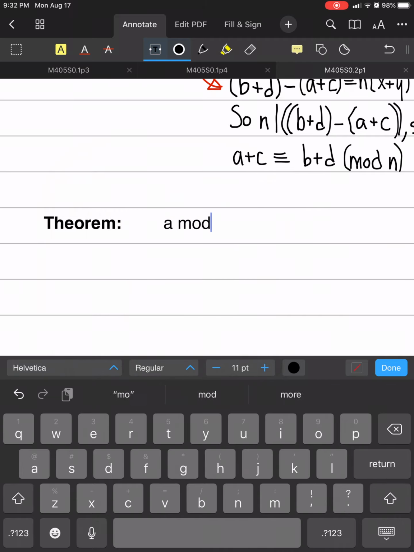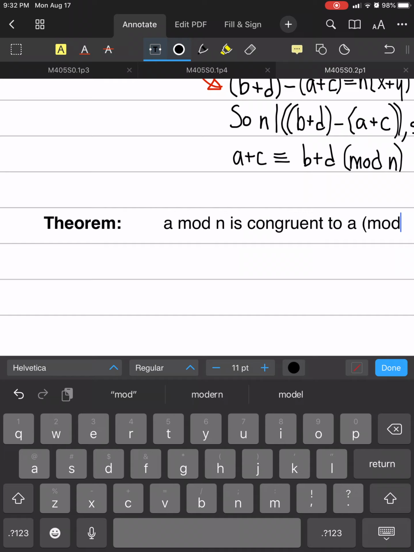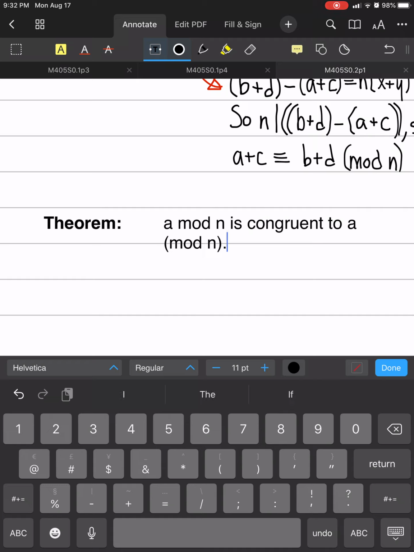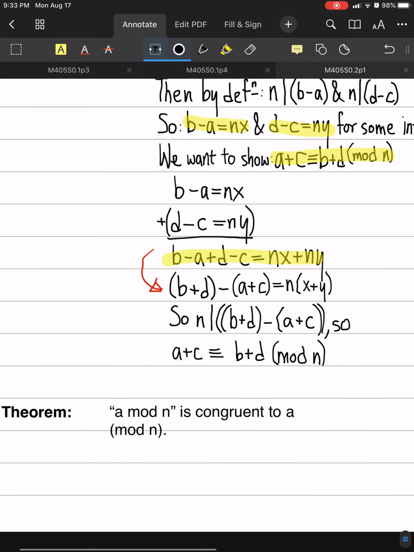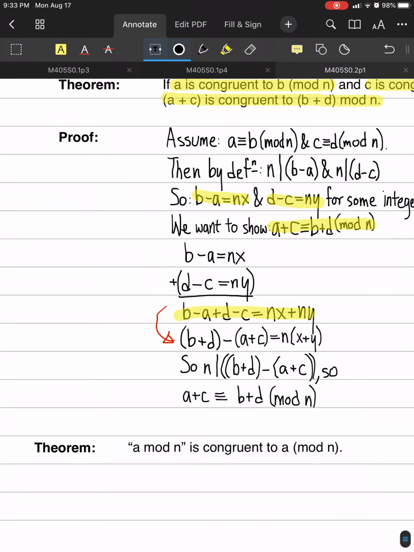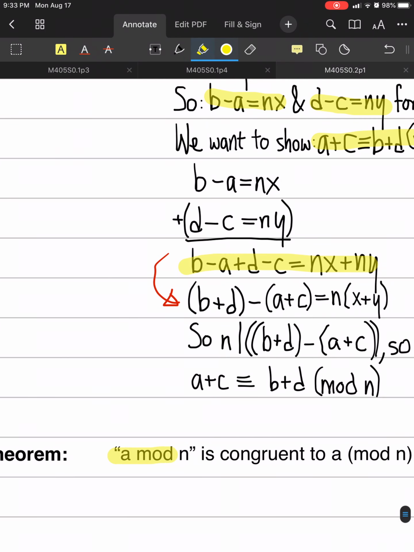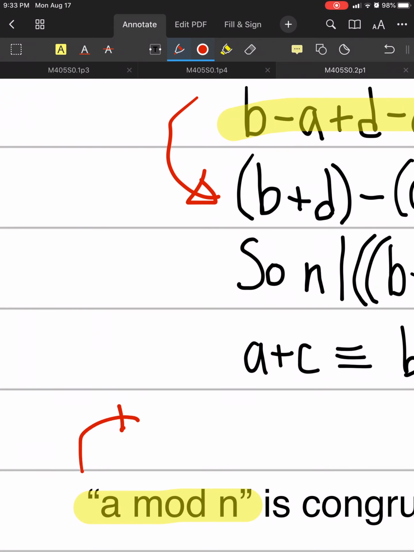A mod n is congruent to a mod n. I know this is a weird way to phrase it, but when you have two definitions that are virtually described using the same terminology, but they mean different things, it does get a little bit awkward. So we're going to say here a mod n is congruent to a mod n. In other words, remember this thing right here is our remainder r from the division algorithm.